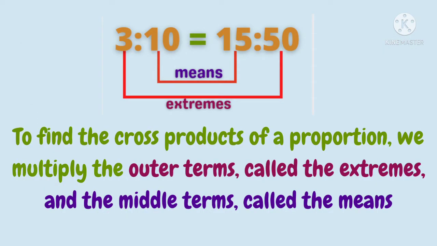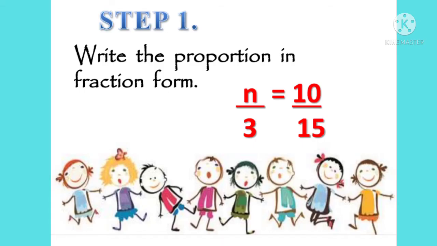Let's define these terms. To find the cross products of a proportion, we multiply the outer terms, which are called the extremes, and the middle terms, which are called the means. Let's have the first step. Write the proportion in fraction form. We have here n/3 is equal to 10 over 15.